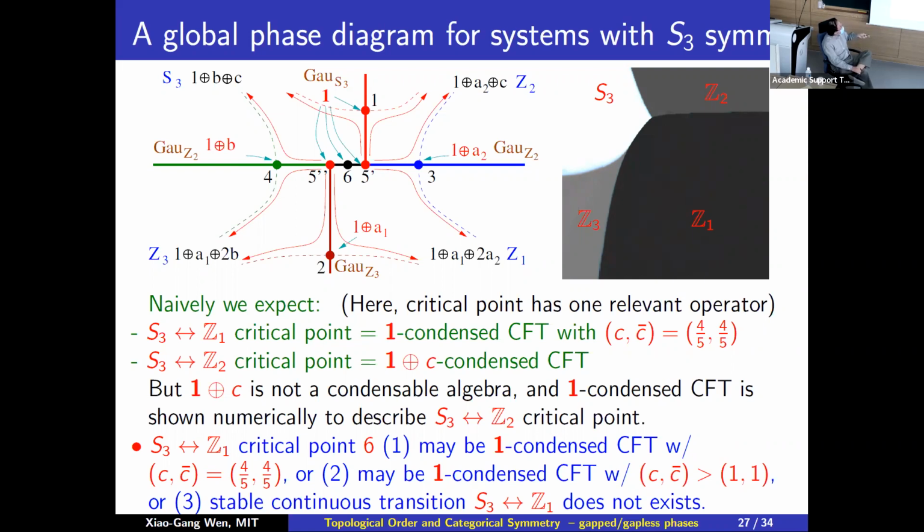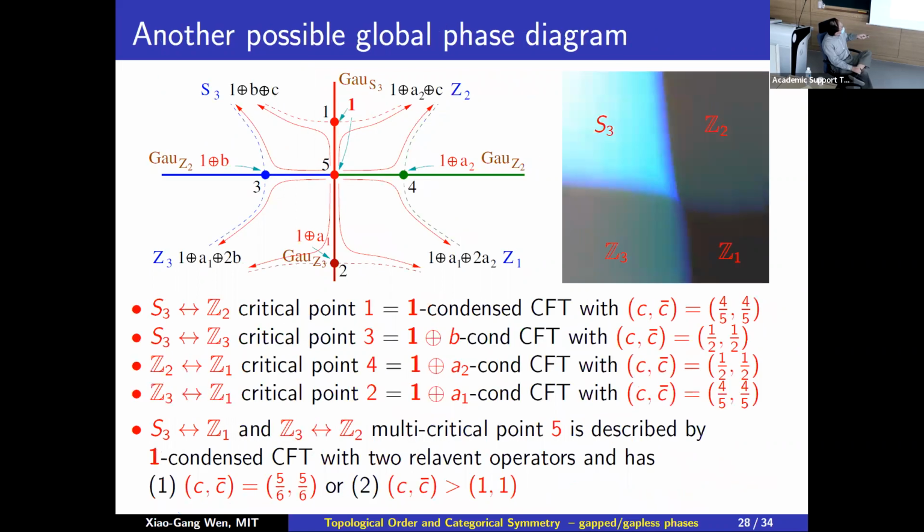Yeah. There's another thing. So there's a four-phase critical point. There's also still a 1 condensed boundary. So it still describes this 1 condensed boundary. But which one? So there's an issue there. Let me finish up in just 1 minute.